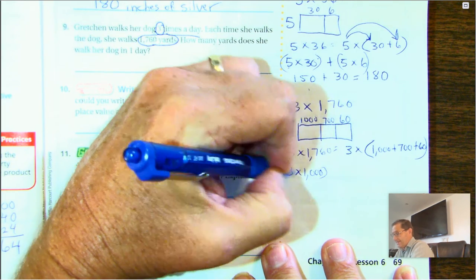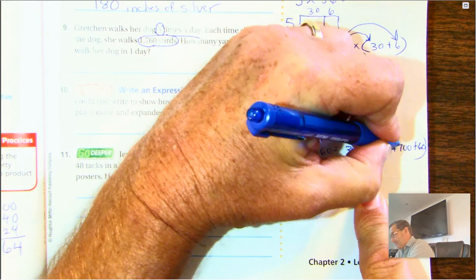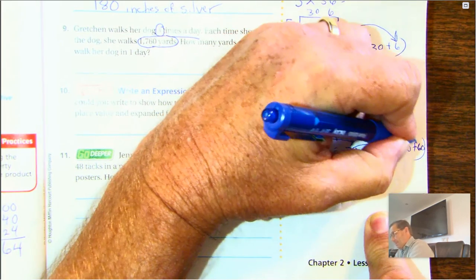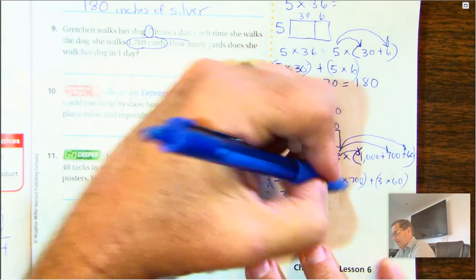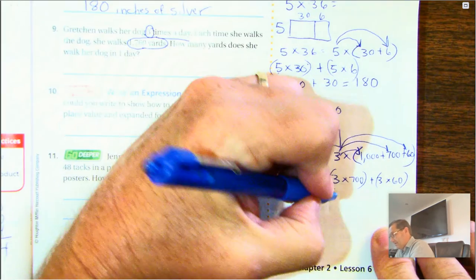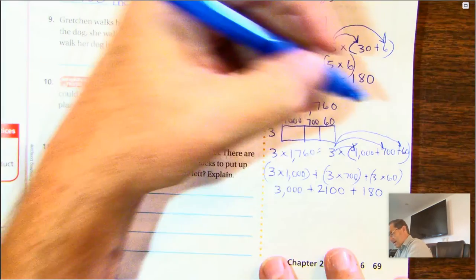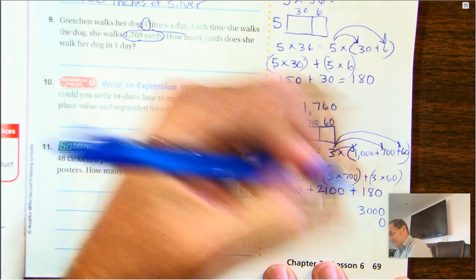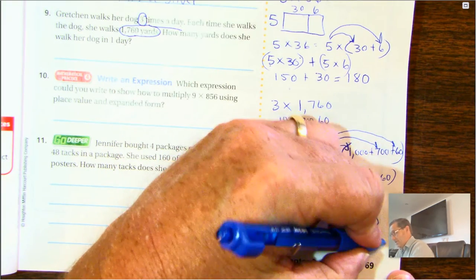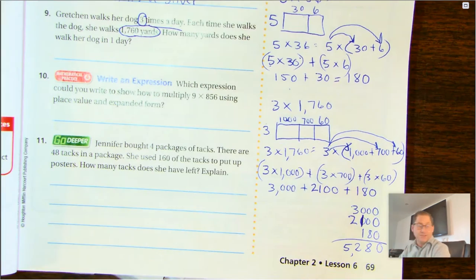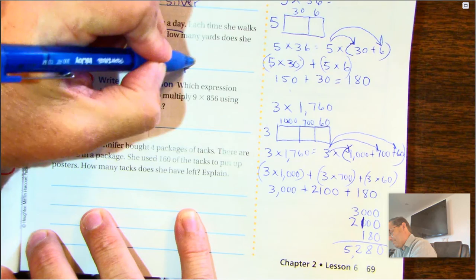So it's going to be 3 times each of the addends. 3 times 1,000 plus 3 times 700 plus 3 times 60. So 3,000. 3 times 700 is, 3 times 7 is 21. Add the 2 zeros, 2,100. And 3 times 60 is 180. Add these together: 3,000, 2,100, 180. So 5,280 yards per day.